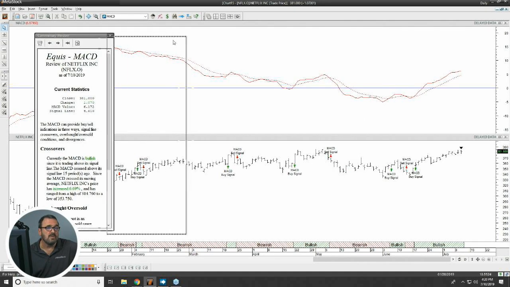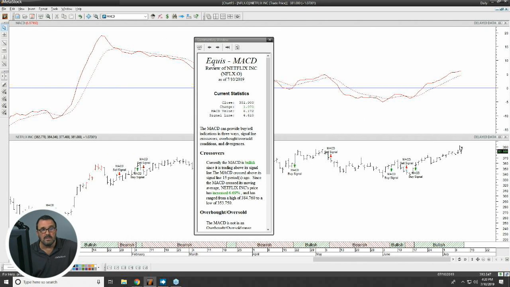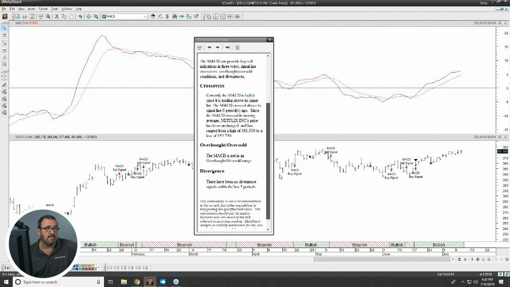And it shows you, see this little diamond upside down triangle? It shows you by date what's going on that particular day. So for instance, if I want to look at the last buy signal, it tells me the MACD is currently bullish since it is trading above its signal line. The MACD crossed above its signal line zero periods ago, because that's the day the buy signal appeared. And then it gives additional information.